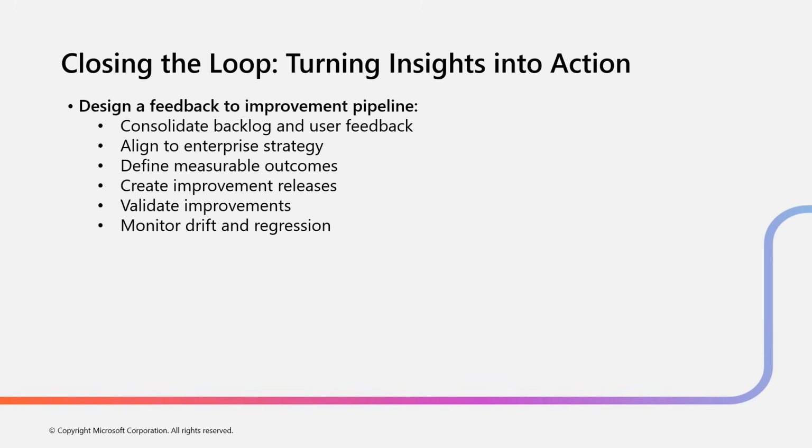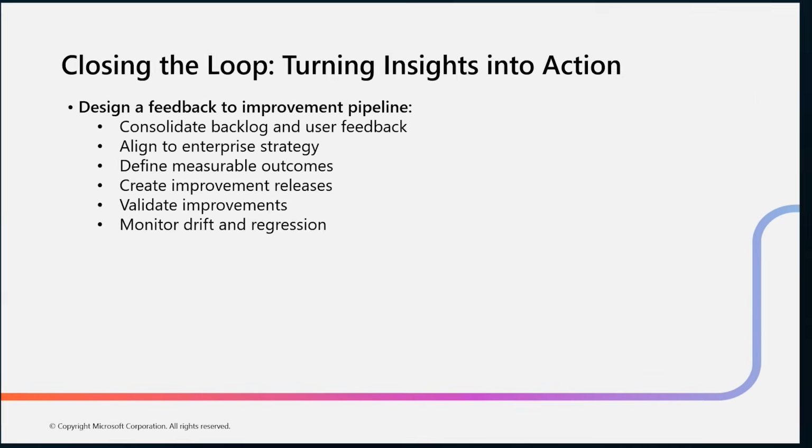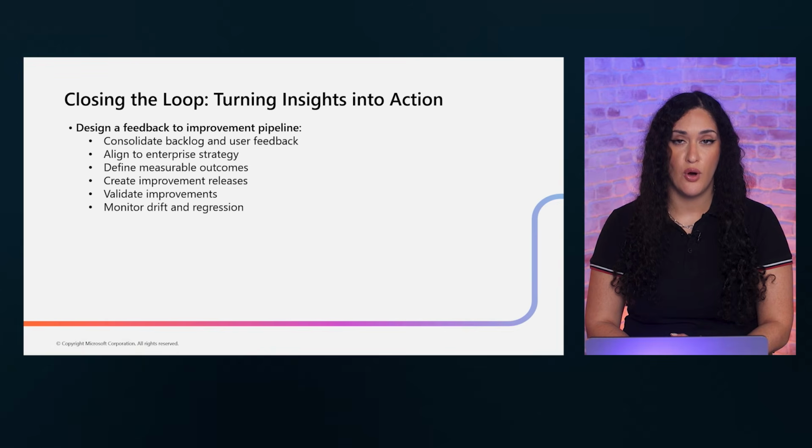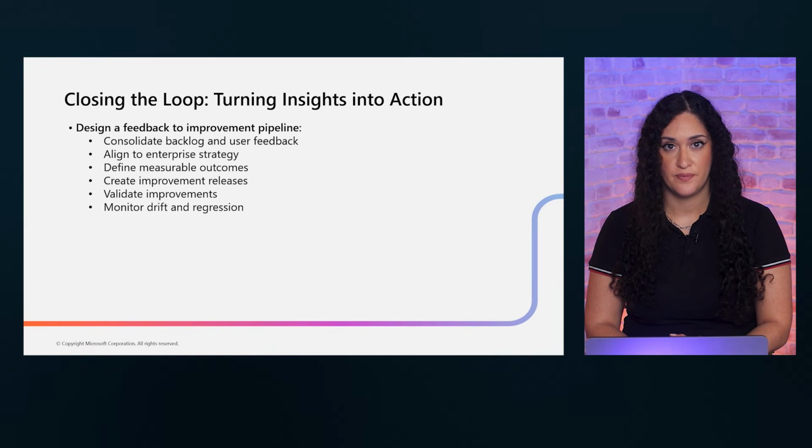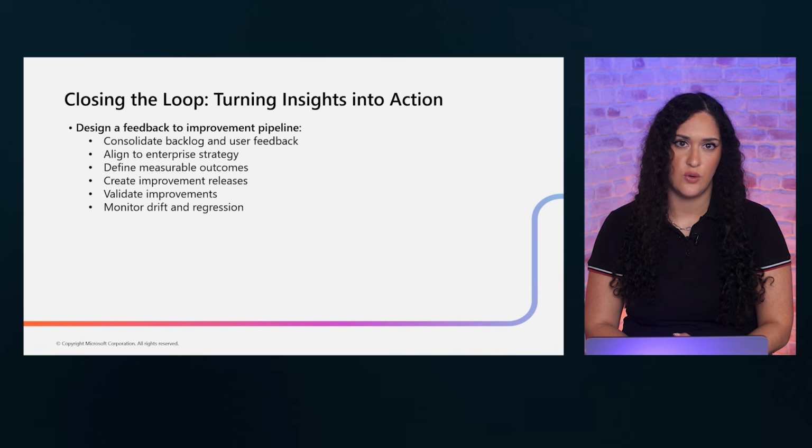All the monitoring and analysis we have discussed means nothing if you don't close the loop and turn insights into action. Design a feedback to improvement pipeline that consolidates backlog and user feedback, aligns items to your enterprise strategy, defines measurable outcomes, creates improvement releases, and validates these improvements post-deployment. Finally, it monitors for drift and regression. It is a continuous cycle.